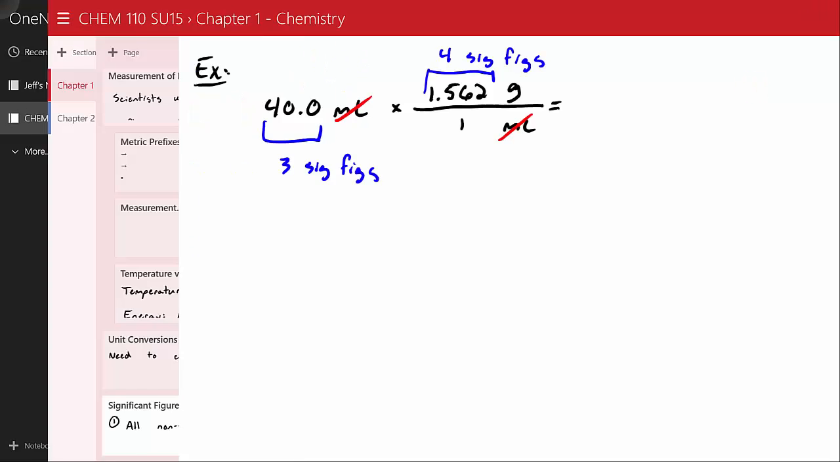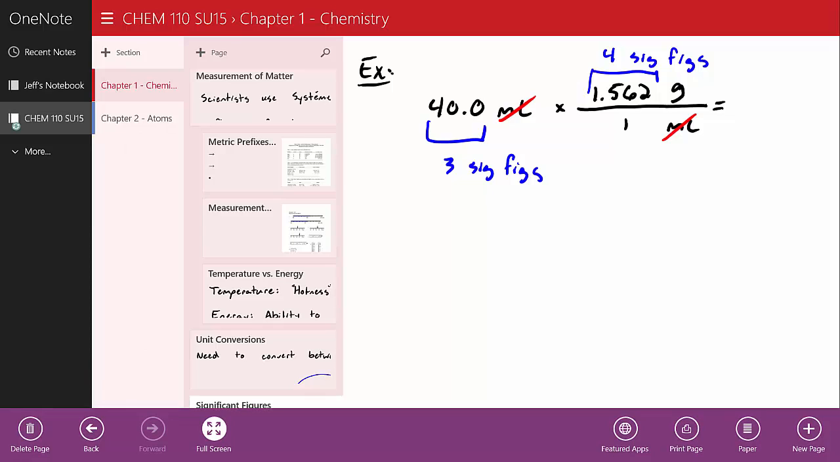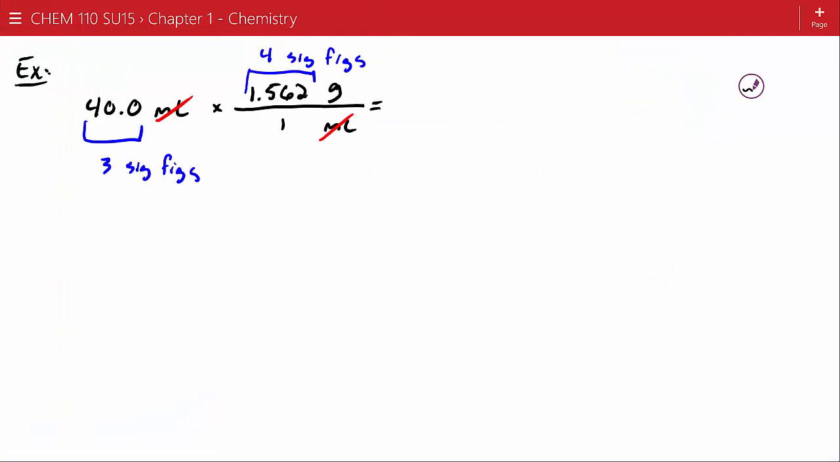So if you do the math, you get 62.48 grams, which means our final answer should be what? 62.5. Yeah, 62.5. We need to round in this case.